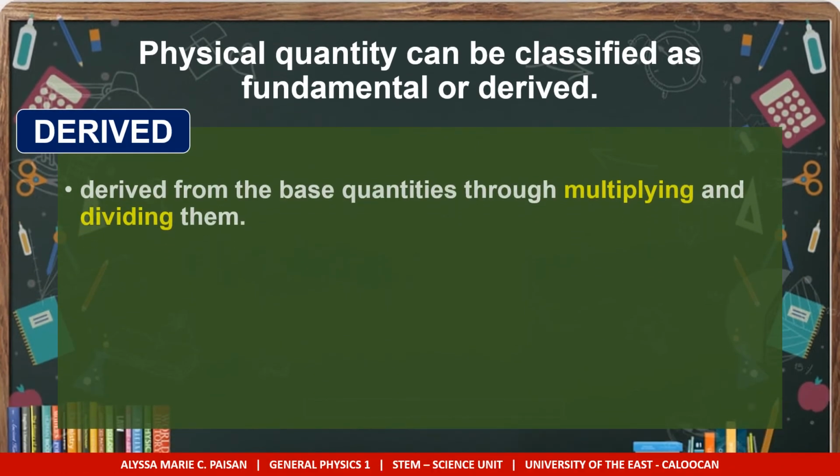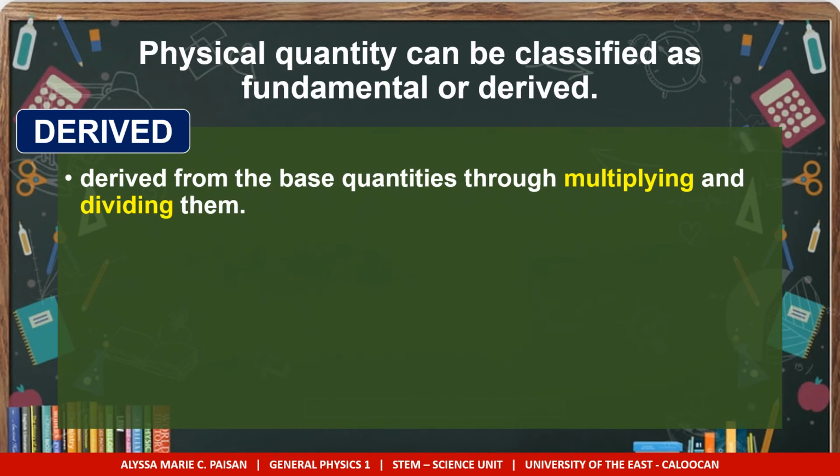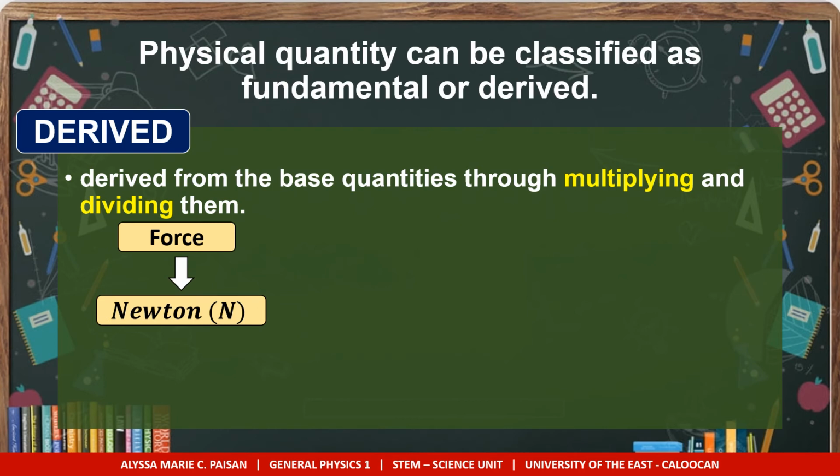Lastly, we may obtain derived quantities by both multiplication and division. Here are the examples. Force is a derived quantity which has a unit called Newton. Newton is actually equivalent to kg dot, or meaning multiply, by meter per second squared.